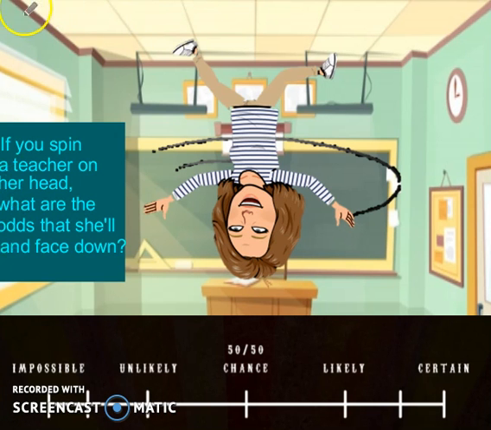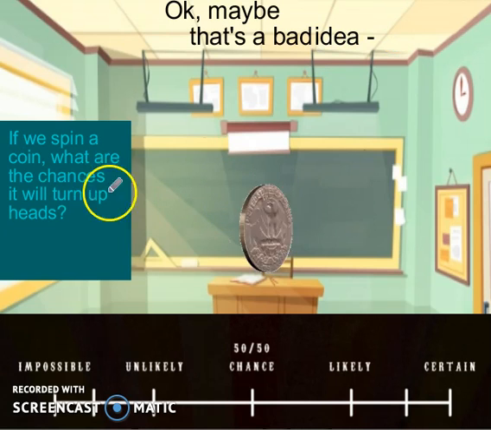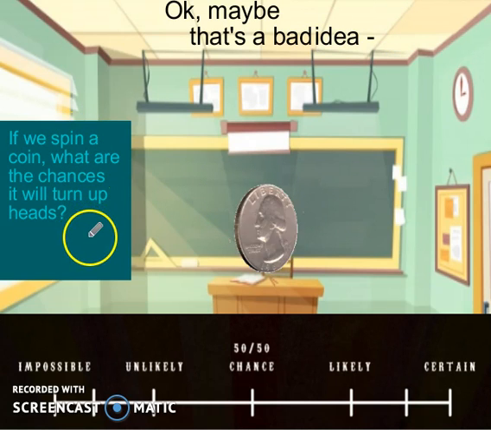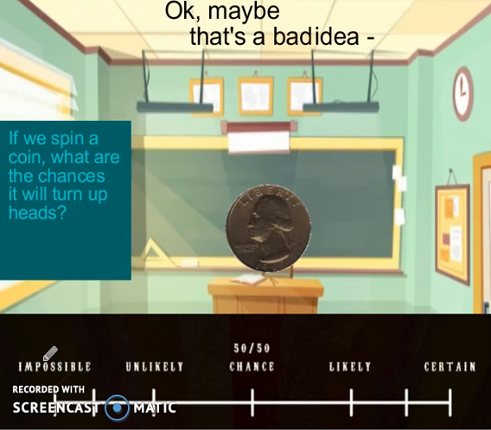So if you spin a teacher on her head, what are the odds that she'll land face down? Is it impossible? Unlikely? Is there a 50-50 chance? Is it likely, or is it certain? Well, maybe it's not a good idea to spin your teacher, so let's spin a coin. If we spin a coin, what are the chances it will turn up heads when it falls? Is it impossible? Is it unlikely? Is there a 50-50 chance? Is it likely, or is it certain?